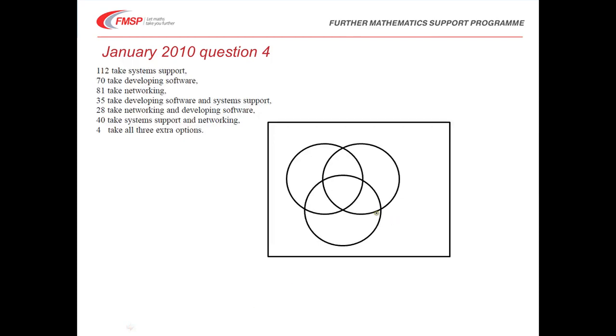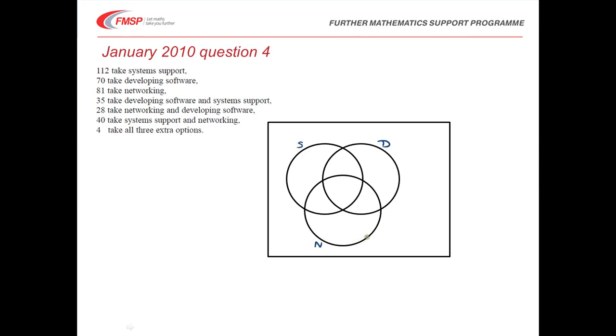So first of all, we've got three things. We've got developing software, networking, and systems support. So we need to label these things. So I'm going to call this one D, I'm going to call this one S, and I'm going to call this one N. So D for developing, S for systems, N for networks.